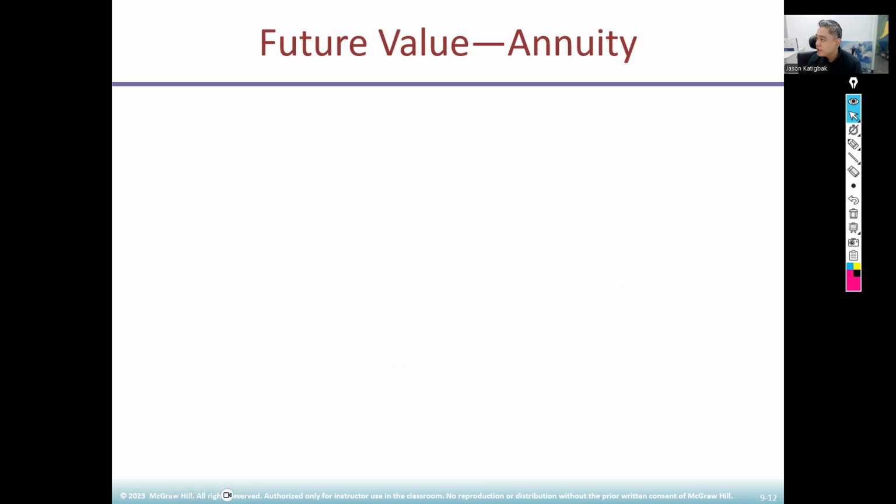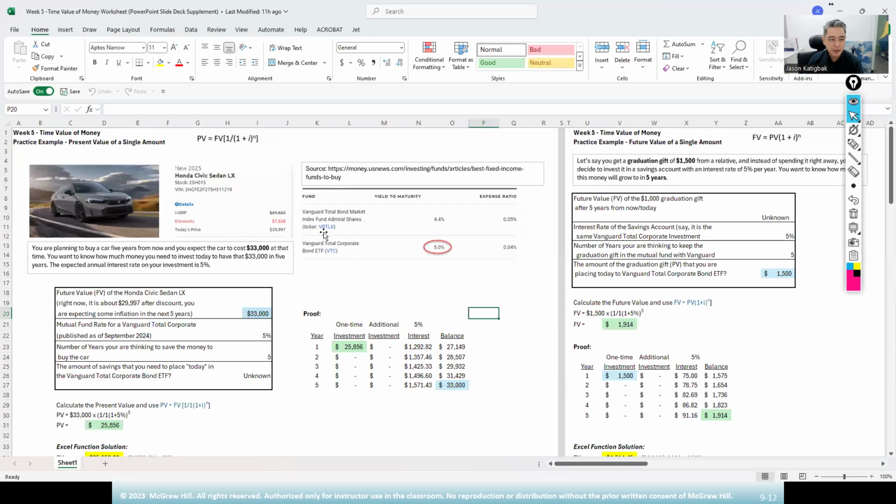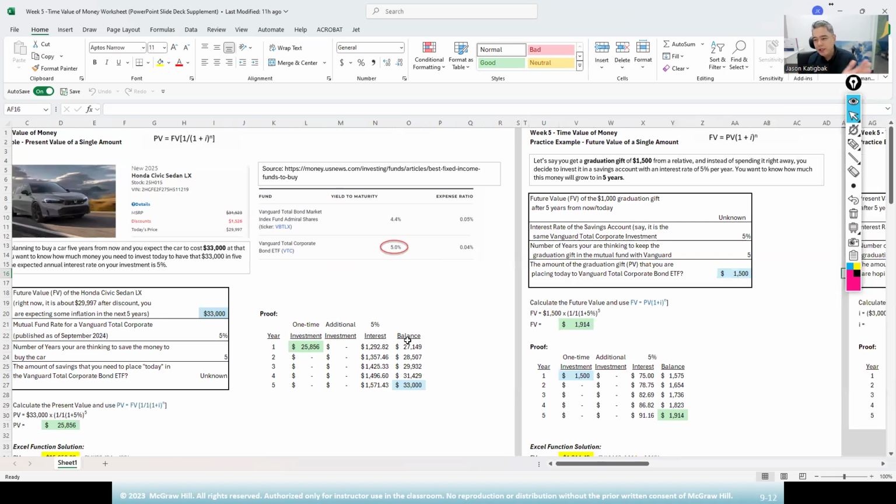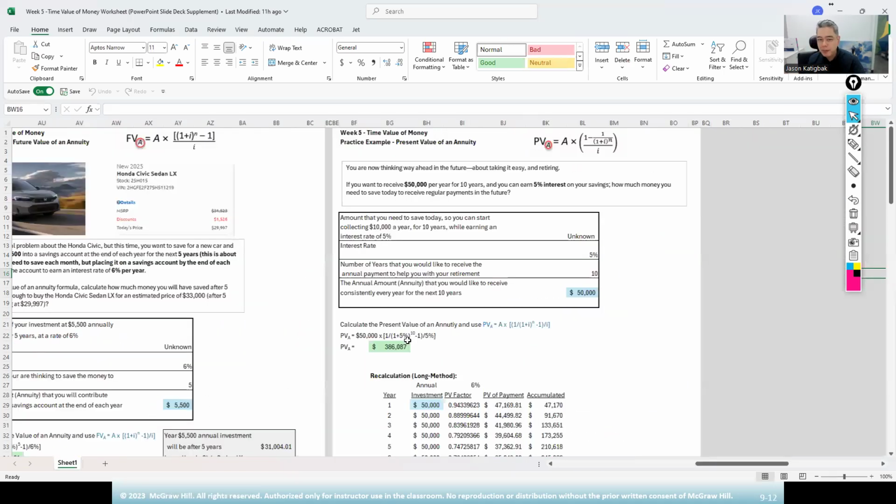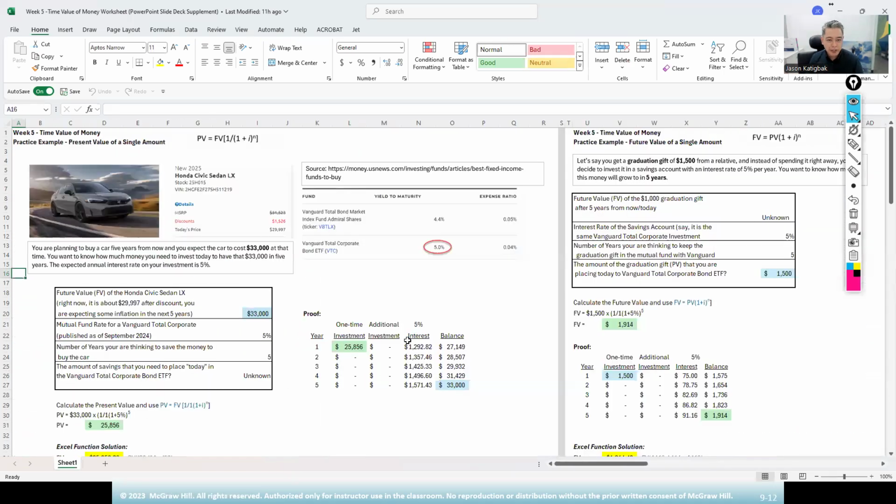So I'll move my Excel file on the screen. I have two screens, so if you see me looking here, it's because I have a screen here. There you go. I'll post it on Canvas, and then I have a couple of problems that we're going to go through.